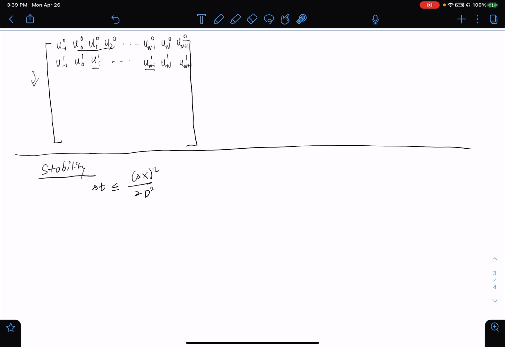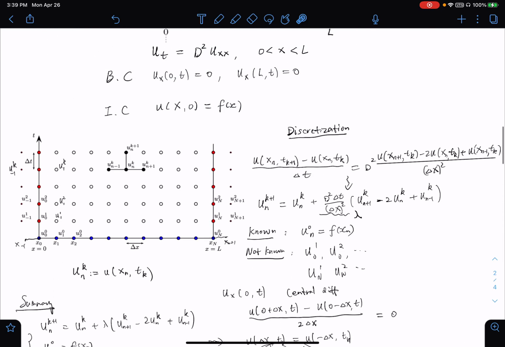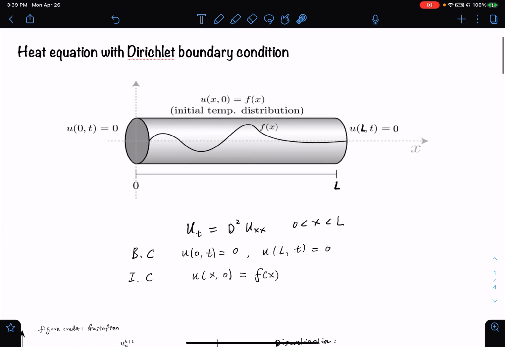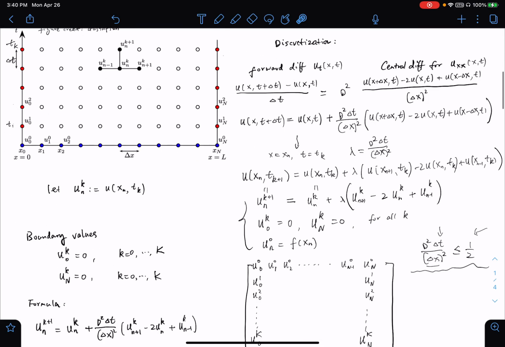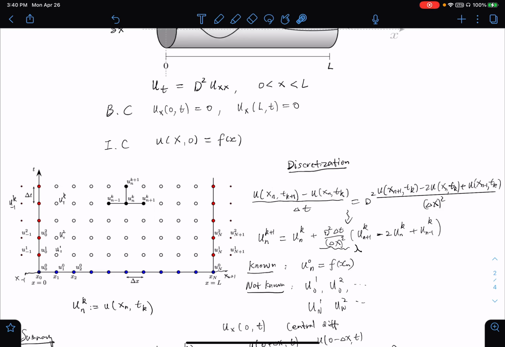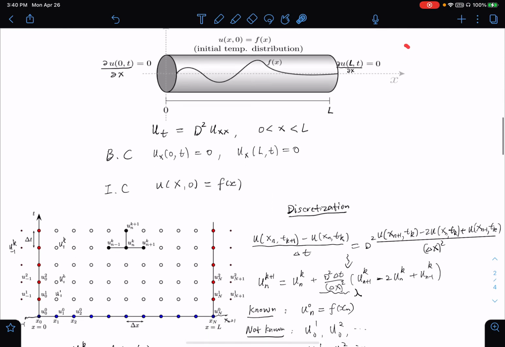So this concludes our discussion of the numerical solution of the heat equation with different boundary conditions. And now you're ready to solve a more general heat equation with other directional boundary or Neumann boundary condition, or even mixed boundary conditions, which you can actually do by combining the techniques in this example and this example.